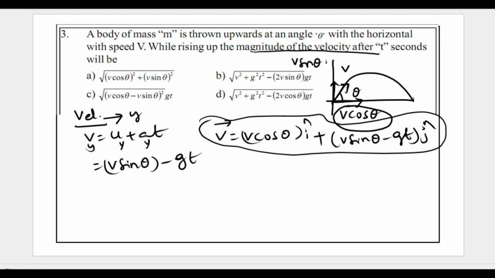But here we need to find the magnitude of velocity. Magnitude of velocity means two vertical lines, then use under root. Next to i is v cos theta.